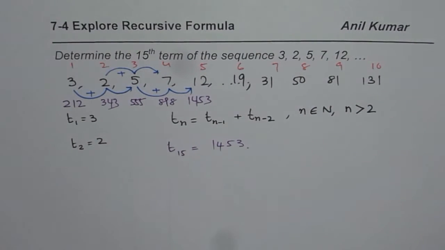Well, my calculations can be wrong. You can use a calculator and add them up, but the sequence is a recursive sequence where we are adding the previous two numbers to get the next number. So to find the 15th number with this formula, we have to find the first 14 numbers also. So I hope that helps. Thank you and all the best.